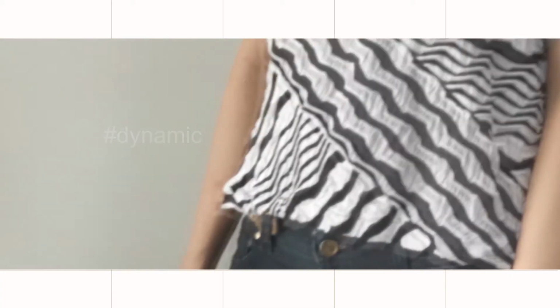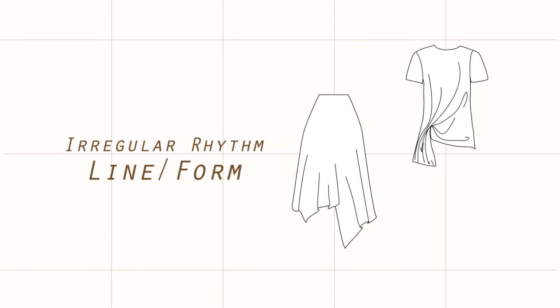And if you want a simpler irregular rhythm without any print, you can look for clothes that have asymmetrical balance shapes, like an asymmetrical skirt or asymmetrical draping style clothes.